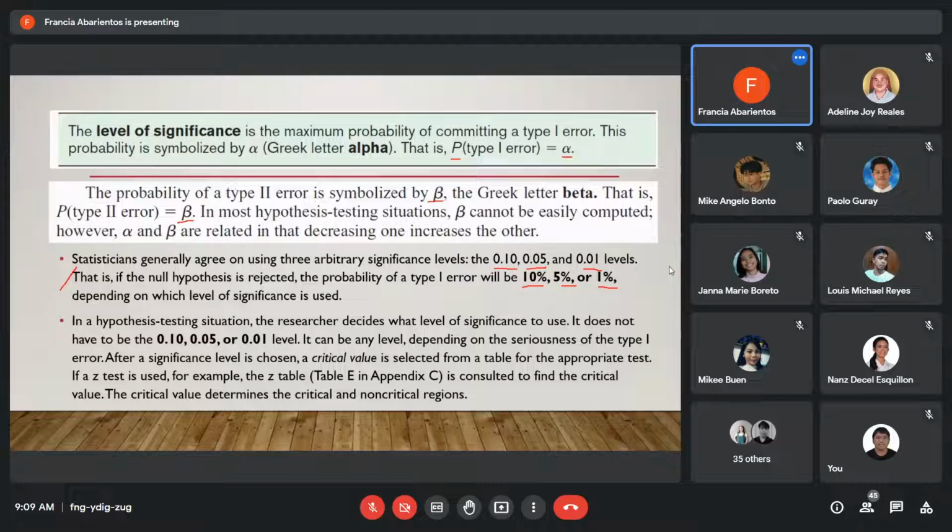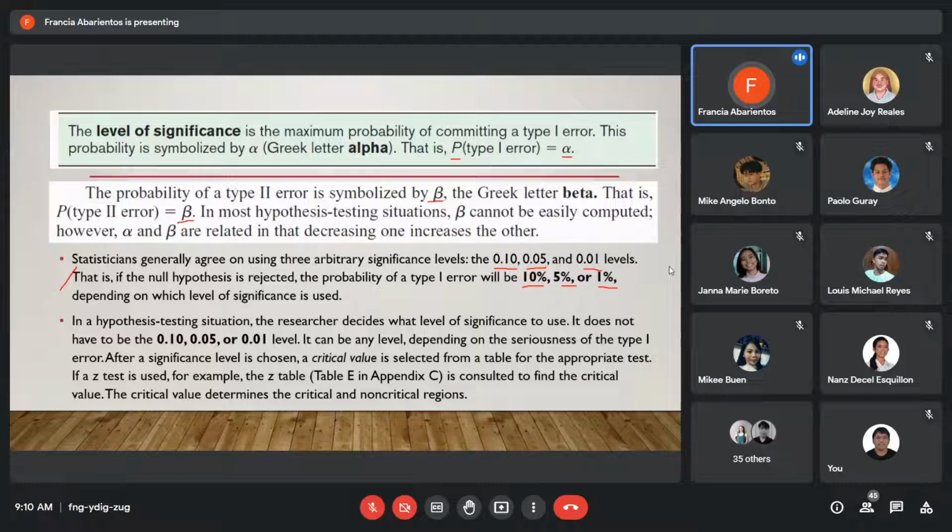Okay. So in a hypothesis testing situation, the researcher decides what level of significance to use. It does not have to be 0.10, 0.05, 0.01 in that level. Okay, take note of that. So you can use any level depending on the seriousness of the type 1 error.